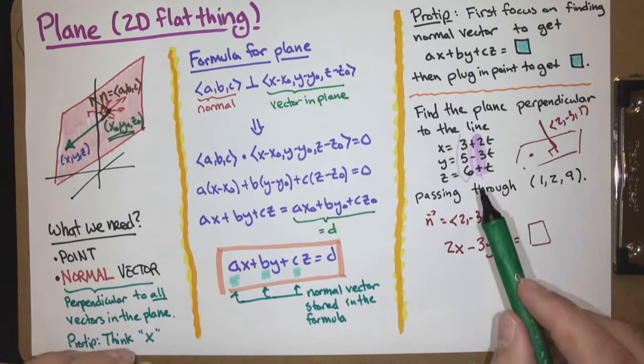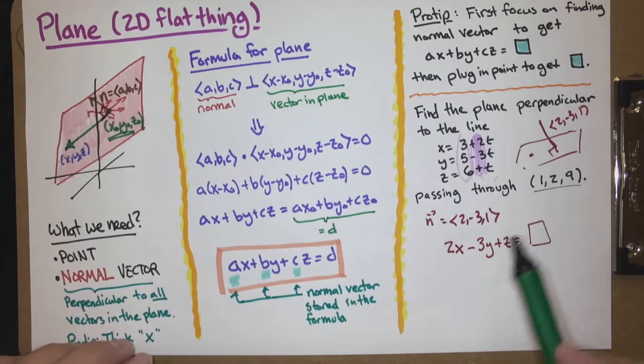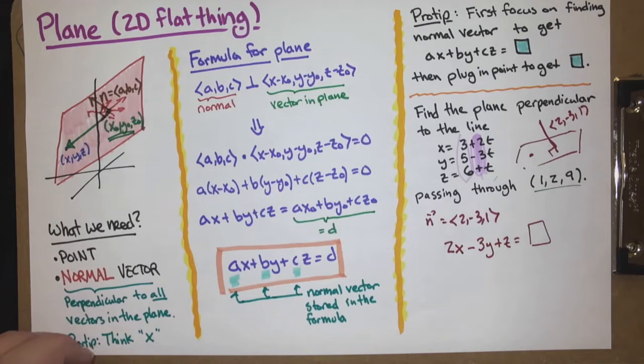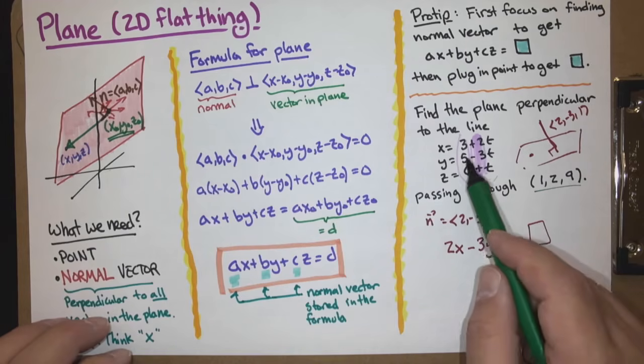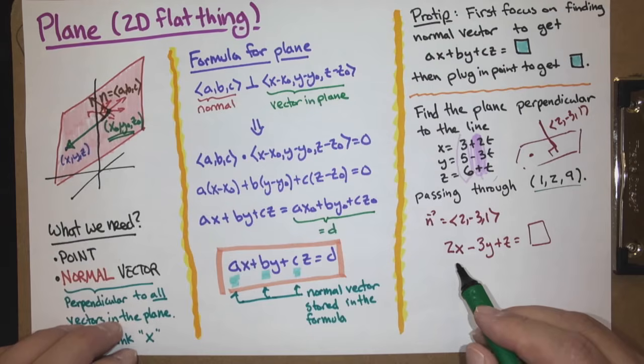All right, which do we plug in? The 3, 5, 6, the 2, negative 3, 1, or this 1, 2, 9 that we haven't talked about yet? The 1, 2, 9 that we haven't talked about yet. This 3, 5, 6 will not come into play in this solution. Now, it's not immediately obvious from the beginning, but it's okay.